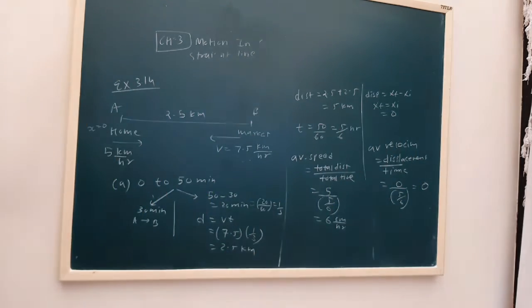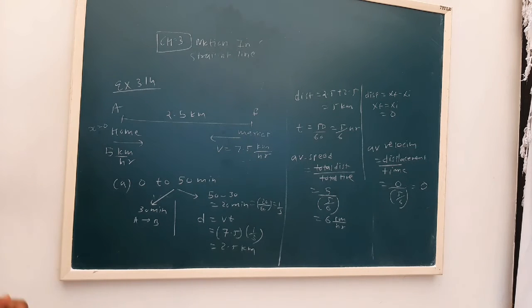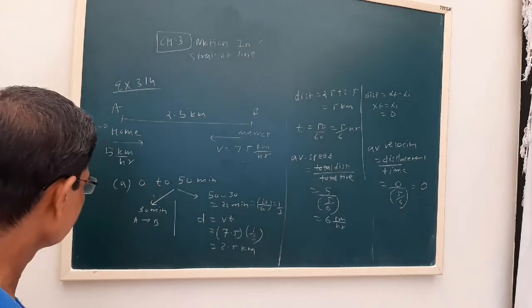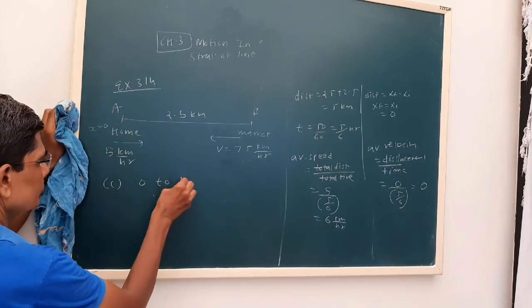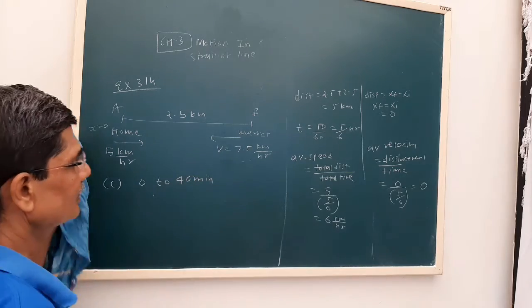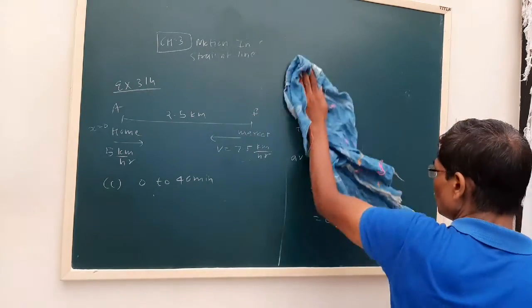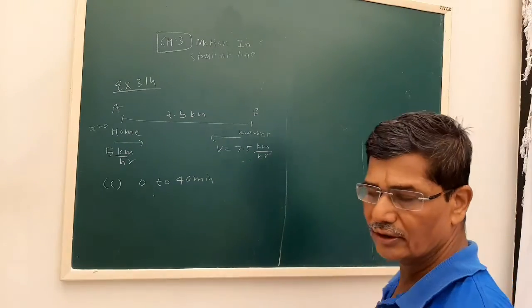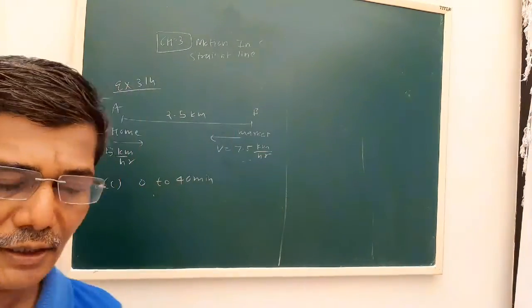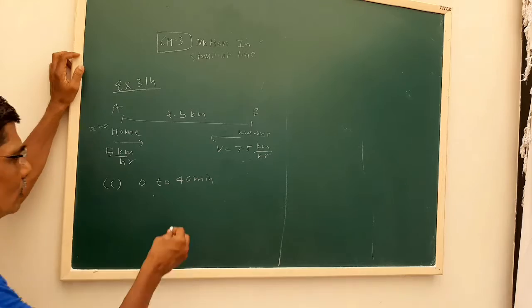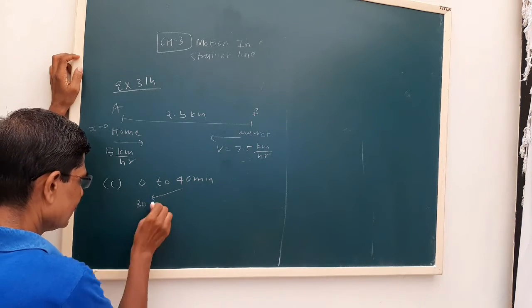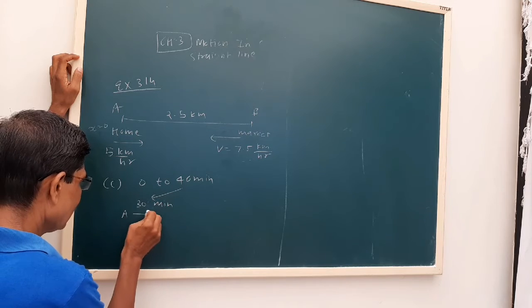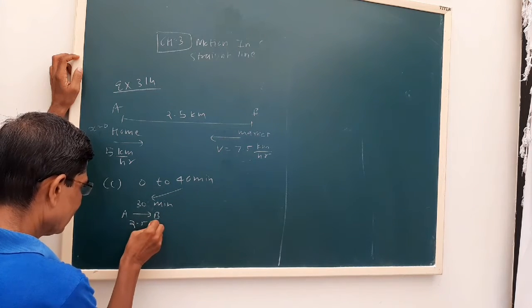Okay, so this is the second part of the question. Now see, the third part of the question is for 0 to 40 minutes. Here also, again by using the same procedure, we have to calculate the distance covered and the displacement. See, out of these 40 minutes, 30 minutes has passed. That is from A to B, 2.5 km.